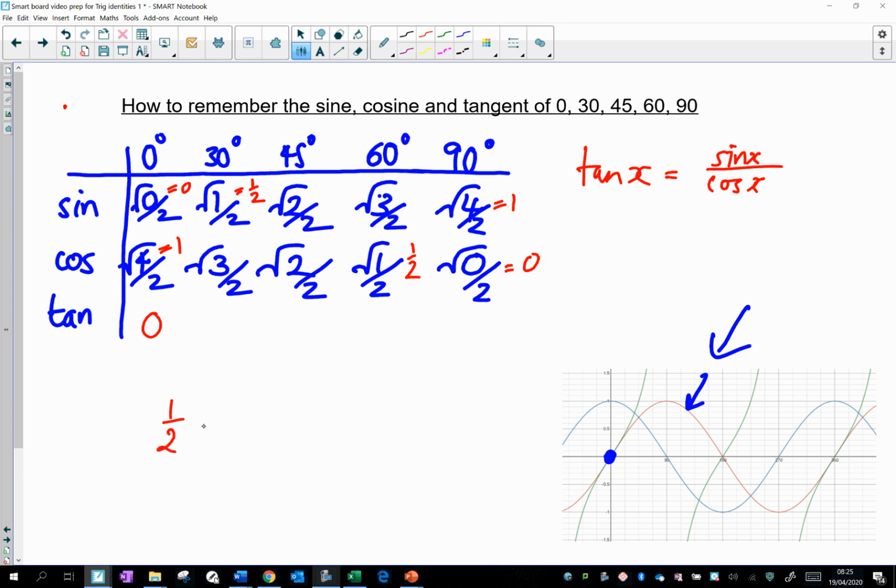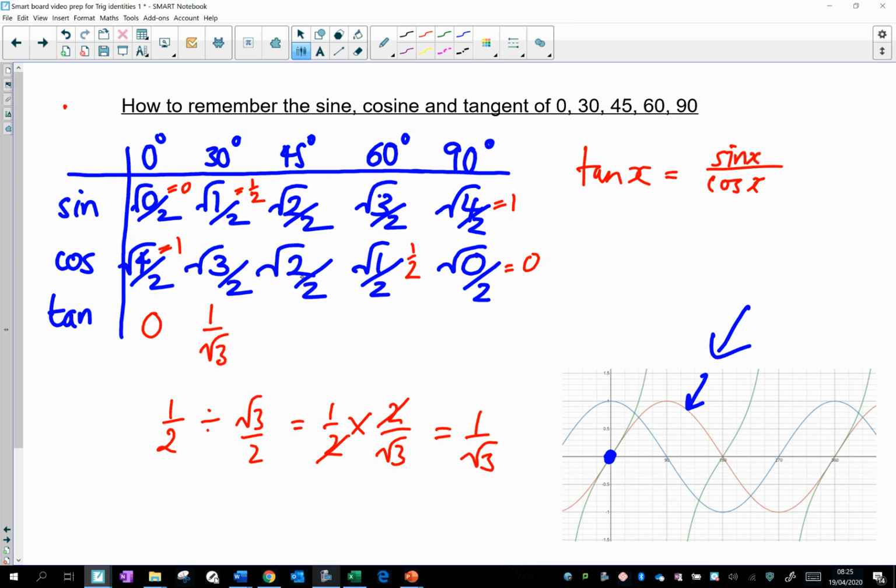Now to start off with, you think, oh my god, that's horrible. Half divided by root 3 over 2, well that's just the same as a half multiplied by 2 over root 3. And notice that the 2's cancel, and you end up with 1 over root 3. So to do this division, you forget about the 2's, you just do 1 divided by root 3.